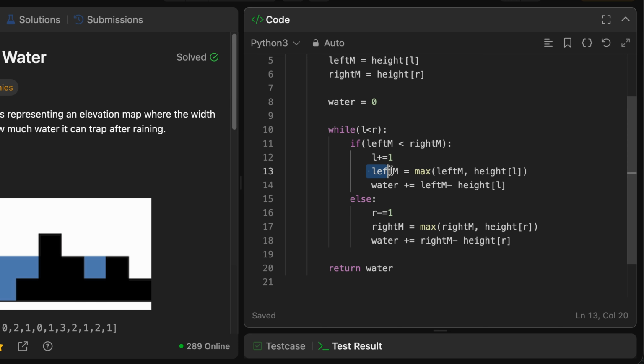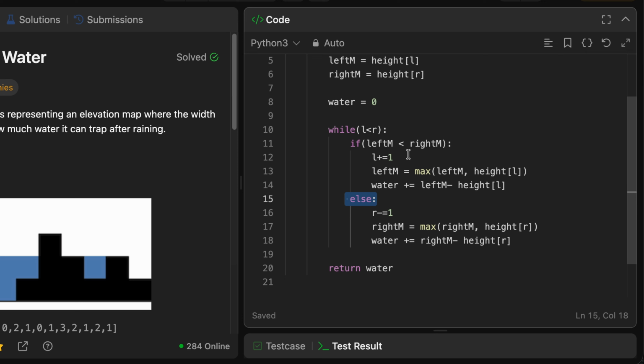Then I will calculate the left max. So it is possible that the current element at left after shifting is greater than the value stored at the left max. So I will just update the left max first with this particular line. And then here I will simply calculate the water, and because of these two lines we will never get a negative value. How that will happen, I am just leaving it to you to figure out how this kind of thing actually makes a difference.